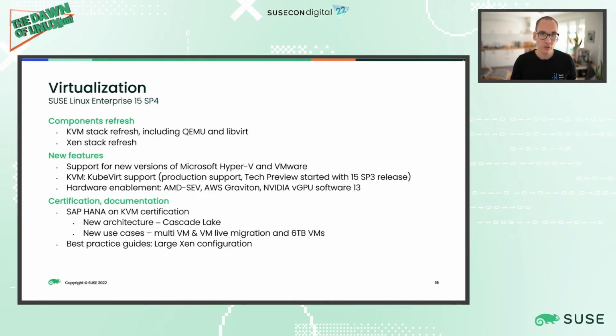On the certification and documentation side, we have two news for the virtualization topic. For the certification of SAP HANA on KVM, we are now providing new certification for Cascade Lake, and also new use cases have been certified with multi-VM and VM live migrations and 6 terabyte VMs. And on the documentation side, we have added a best practice guide for large Xen configurations.